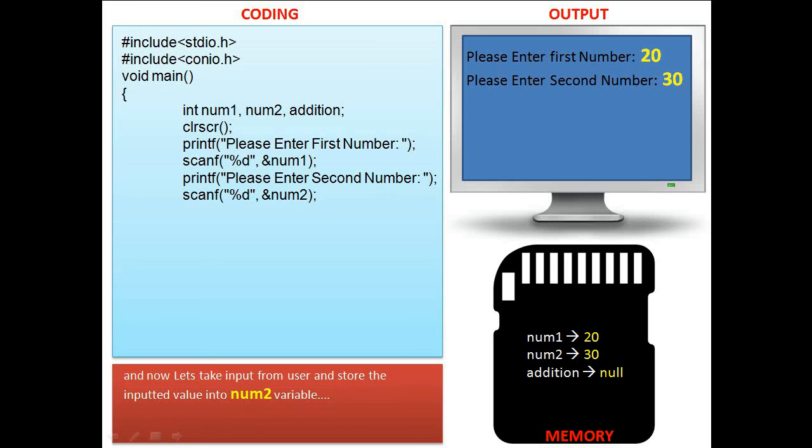So now we have the num1 and num2 variables with values 20 and 30, and the variable addition contains nothing but the null value because we didn't provide it any value till now.